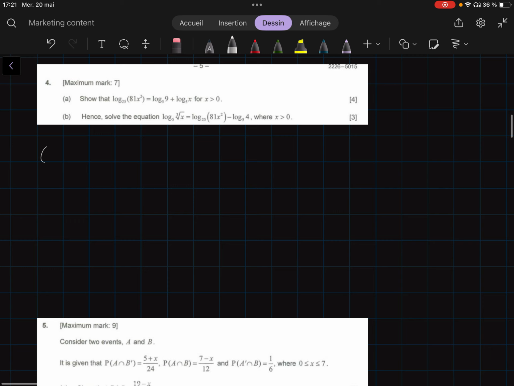4. Part A. 4 marks for this. I'll be generous. Okay, so we start with log base 25 on the left hand side and log base 5 on the right hand side. So just that we would need to use a change of base somehow. So let's change the left hand side to base 5.